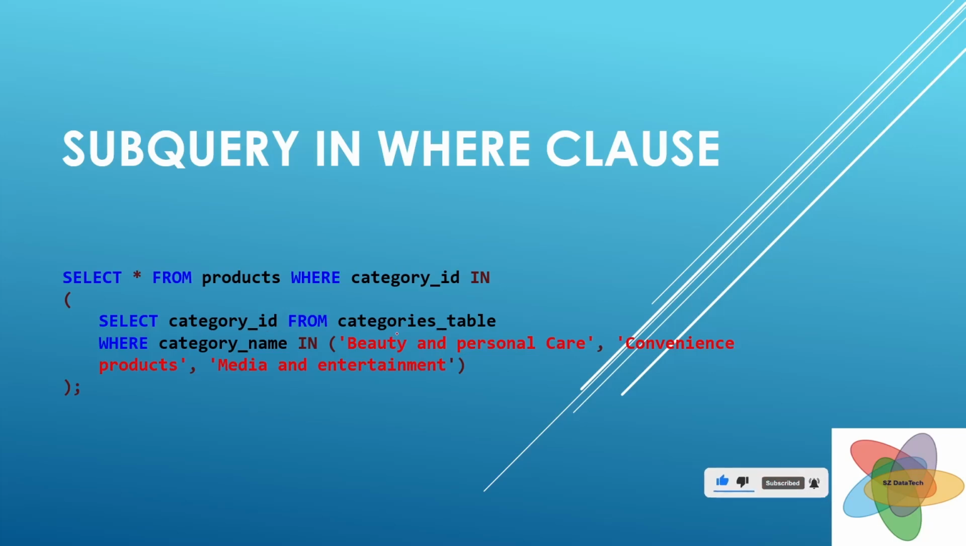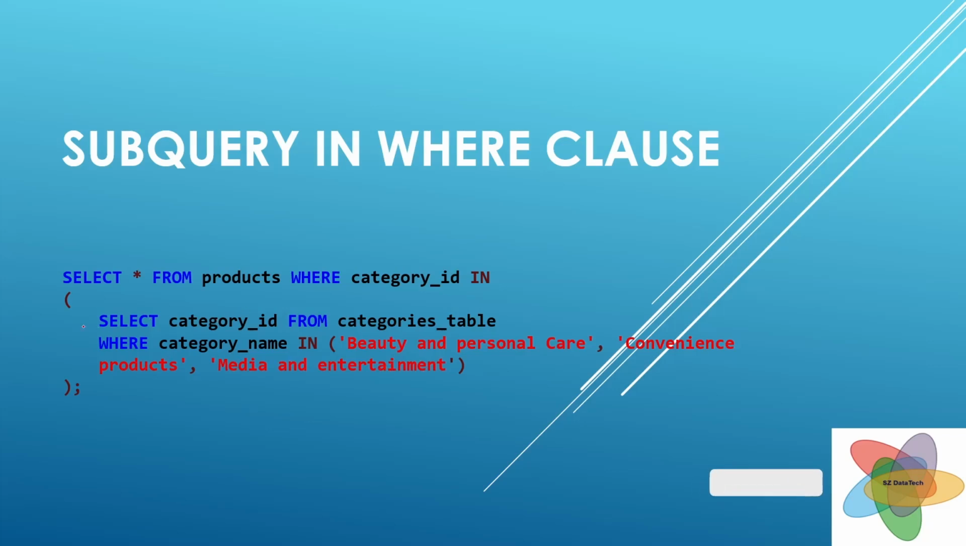But there is one more condition added. They have added a where clause, and in that where clause the condition is that category name should be from this set. It could be either beauty and personal care, or convenience products, or media and entertainment. We'll get the category IDs from this list which satisfy this condition. Here we are getting one list of category IDs.